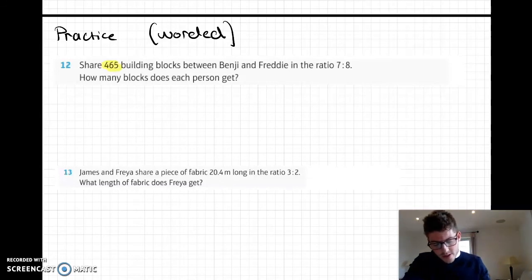You've got 465 blocks in a ratio of 7 to 8. You need to pick the question apart to see what it's asking. Again, question 13, don't be terrified of decimals. Do the same thing, you'll be fine.